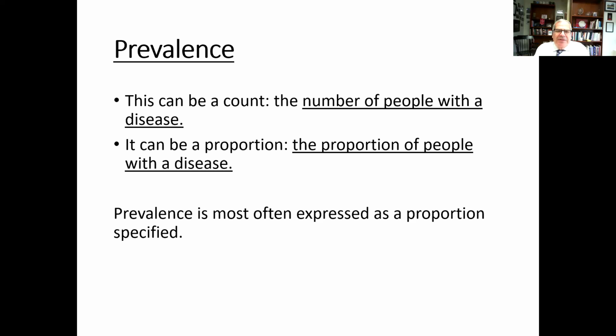Knowing what the prevalence is, this is basically a count, the number of people with a disease or a condition. Notice we're not talking about new cases. We're talking about, does a person have the disease? It can be a proportion, the proportion of the people in a population with a particular disease. Again, prevalence is often expressed as a proportion, specifying this condition, and we'll give some examples.